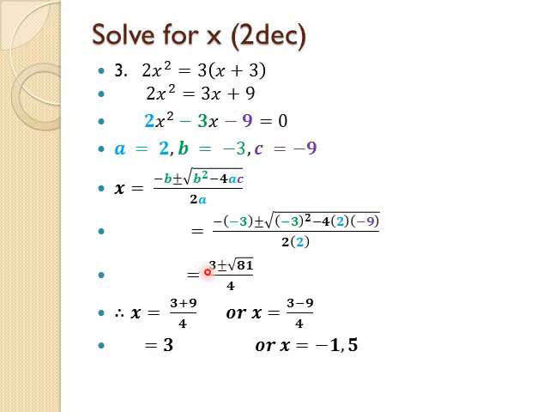Right, so therefore I have 3 plus the square root of 81, which is 9, or 3 minus 9, over 4. So that gives me 12 over 4, which is 3, or x equals minus 6 over 4, which gives me negative 1,5. So if we had to factorize that, that's what you would get as factors or roots: x equals 3 or x equals minus 1,5.